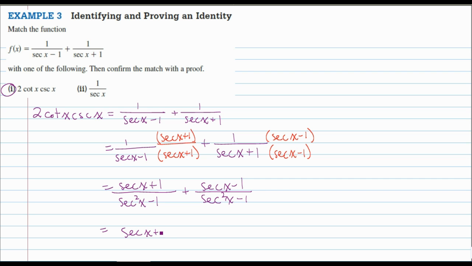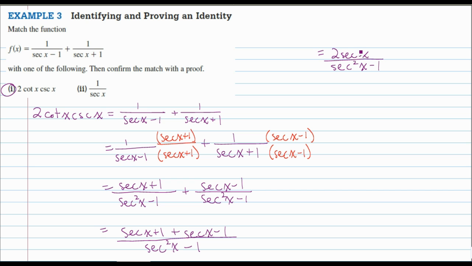Secant of x plus 1 plus the secant of x minus 1. I don't need parentheses around that because I'm just adding it, so I don't have anything to distribute where parentheses would make a difference. Now, secant plus secant is 2 secant, and then 1 minus 1 is 0. So now I'm going to kind of start back up over here. I have 2 secant of x, and that's it in the numerator, over secant squared of x minus 1.